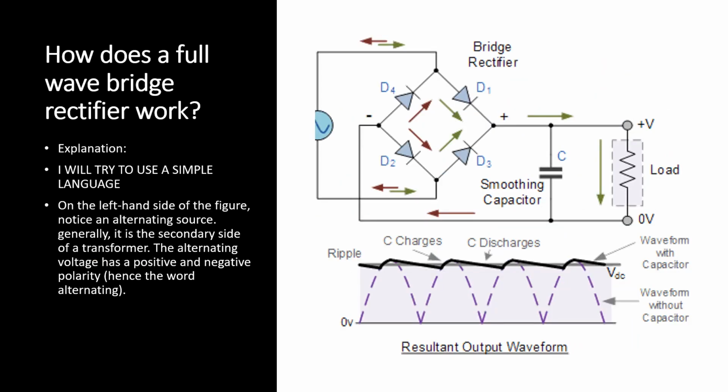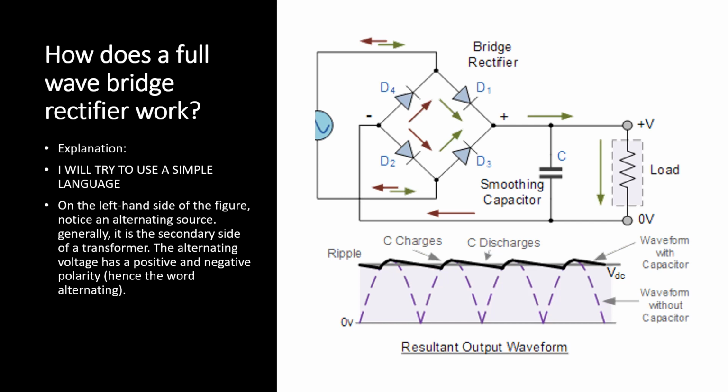Now this is another type of full wave rectifier circuit. Let's see how a full wave bridge rectifier circuit works. I will try to use simple language. Dear students, on the left hand side of the figure shown in the slide, notice an alternating current.